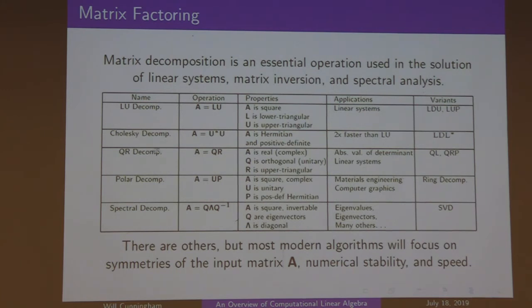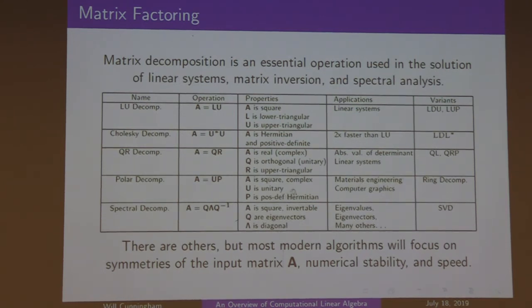There's also QR decomposition. In this case, it's decomposing it into an upper triangular and an orthogonal matrix, or if A is complex, then it will be unitary. So this would be useful, for instance, if you want to know the absolute value of the determinant. Okay? There are certain problems where that would be useful.